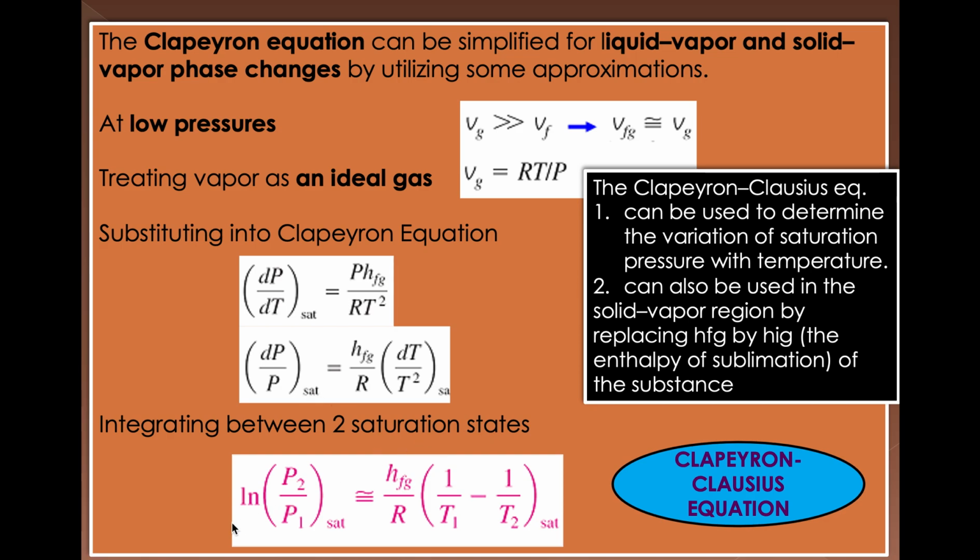Integrating between two saturation states, we get ln(P2/P1) saturated equals hfg per R times (1/T1 minus 1/T2) saturated. This is called the Clapeyron-Clausius equation, simplified for liquid-vapor and solid-vapor phase changes by the approximation at low pressures and treating the vapor as an ideal gas. The Clapeyron-Clausius equation can be used to determine the variation of saturation pressure with temperature, and it can also be used in the solid-vapor region by replacing hfg by hig, the enthalpy of sublimation of the substance.